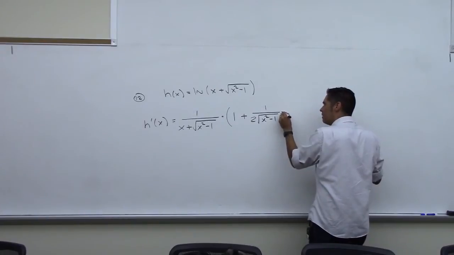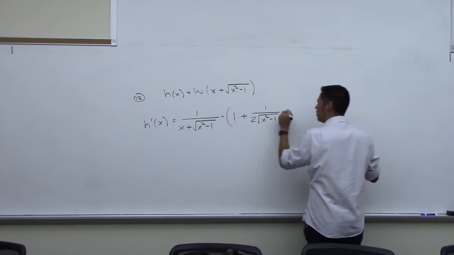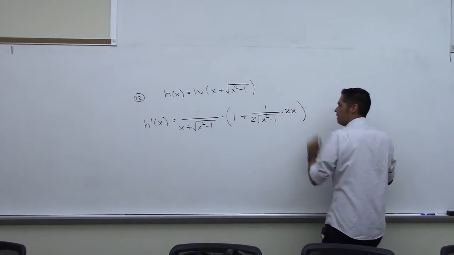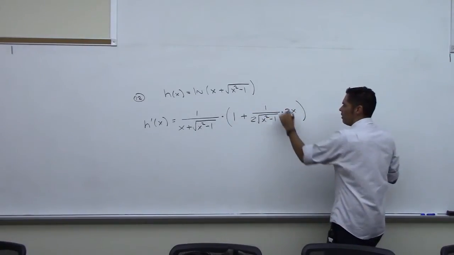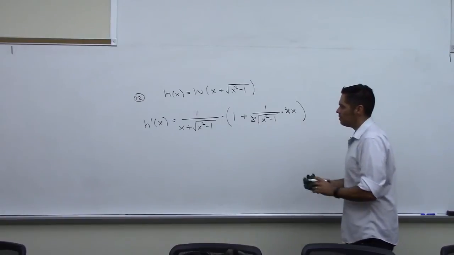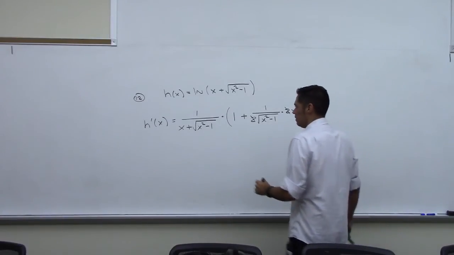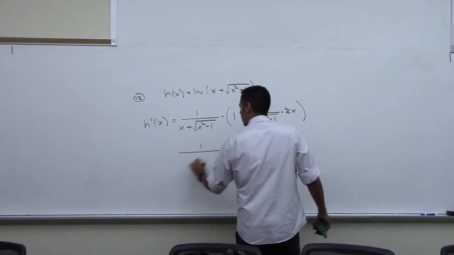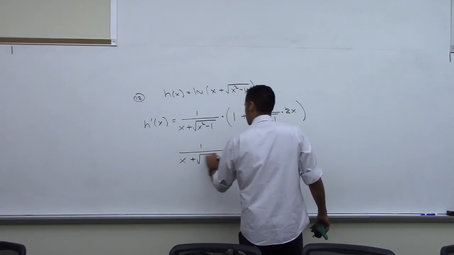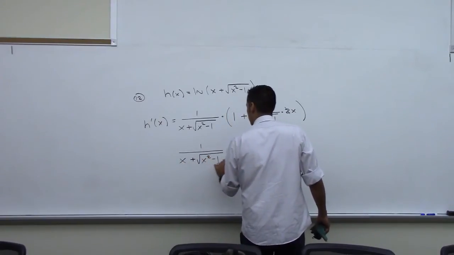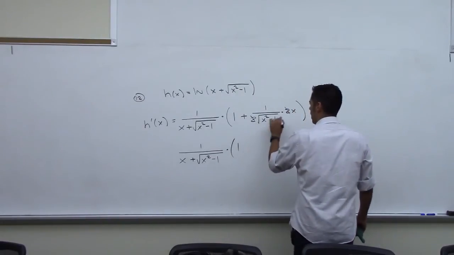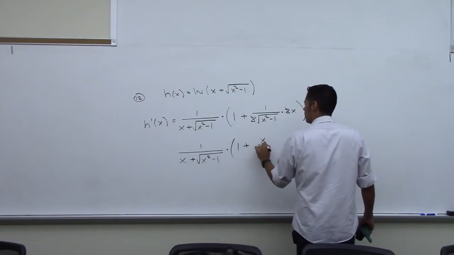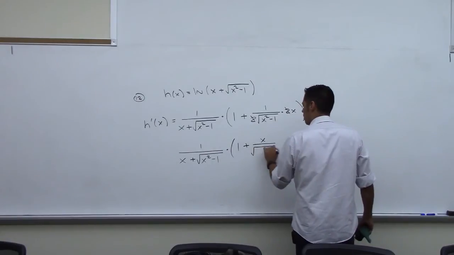Okay, times the derivative of what's inside, which is 2x. And that finishes off my derivative inside here. And all I can see here is that 2 and that 2 cancel. I have 1 over x plus square root of x squared minus 1 times this thing becomes 1 and then plus x over square root of x squared minus 1.